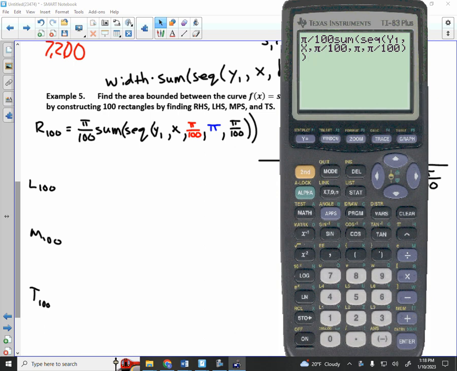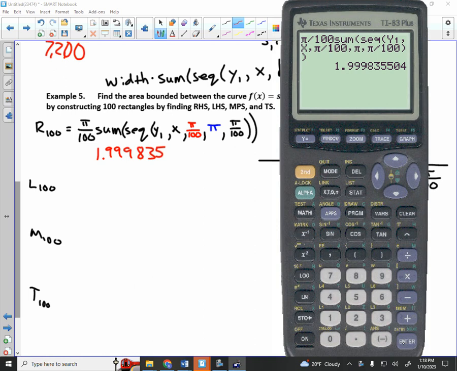Can I press enter now? I press enter, and we will write it out to 6 decimal places. You can see it takes a while for your calculator to think. And I get 1.999835. Anybody want to guess what the actual area is? It's exactly 2. So you can see it's getting a pretty close approximation, isn't it?